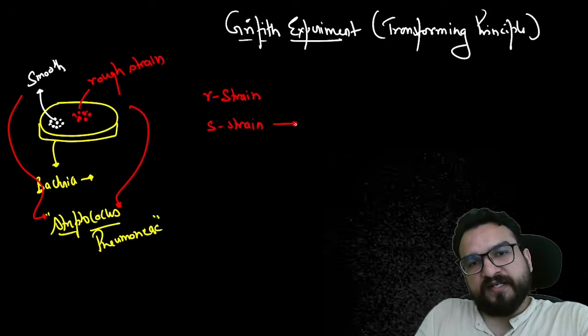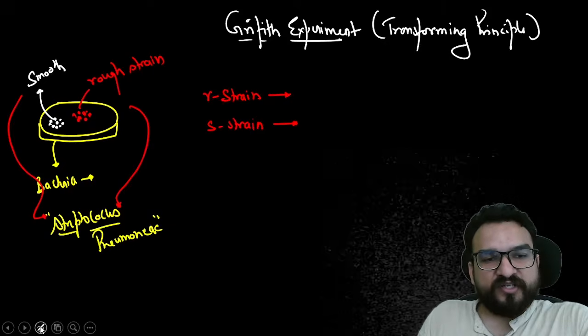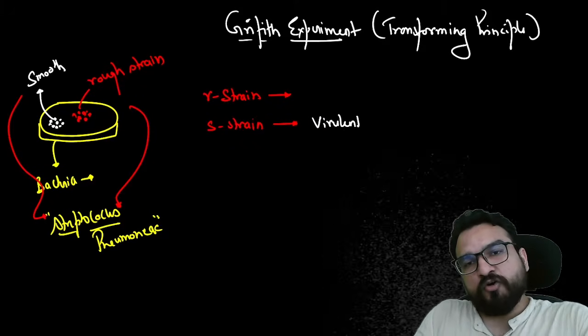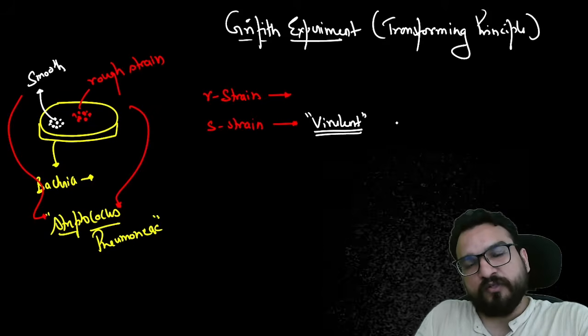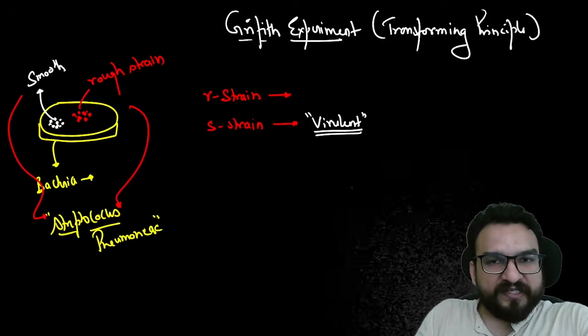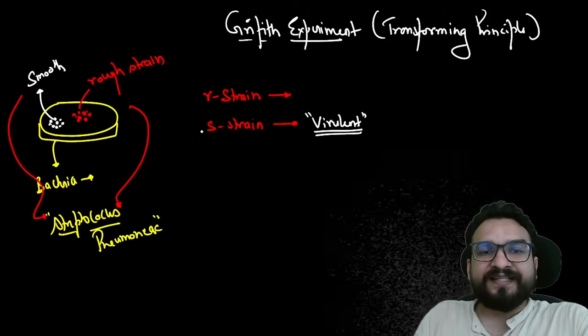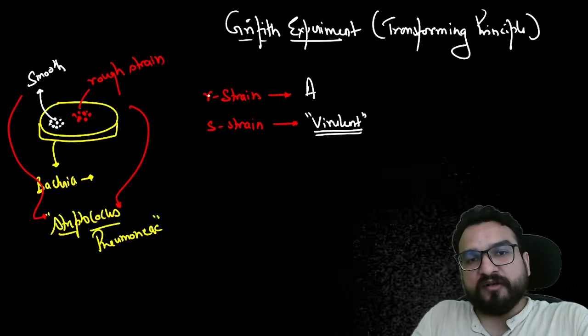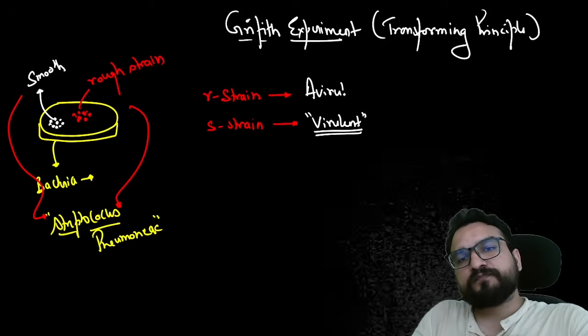Now there are some characteristics with respect to this: the S strain, the smooth shiny bacteria, is virulent, meaning it causes disease when transferred to any organism. When these bacteria are transferred to any organism, they will cause disease. And what disease? Pneumonia. Whereas the rough strain is avirulent.